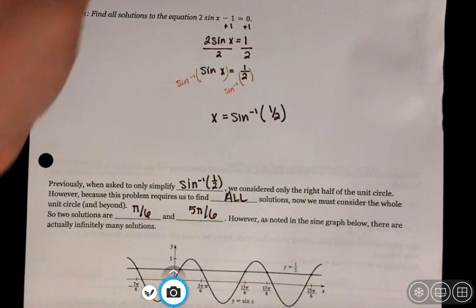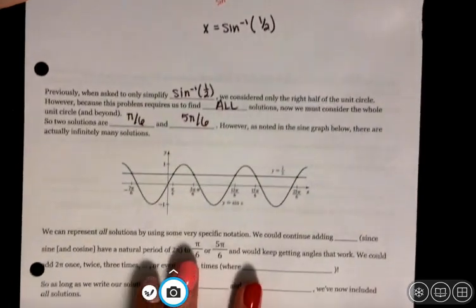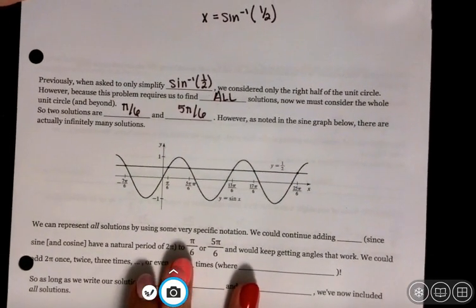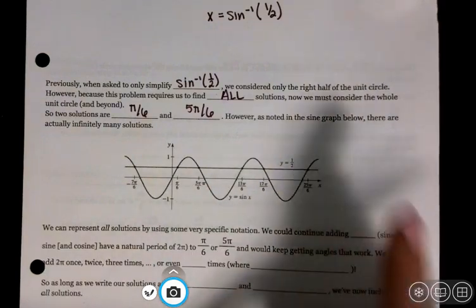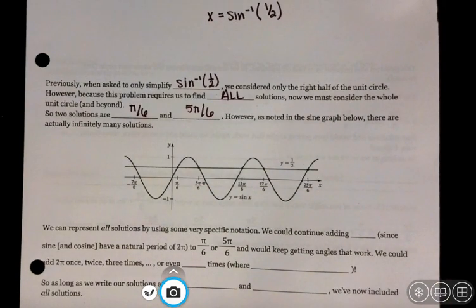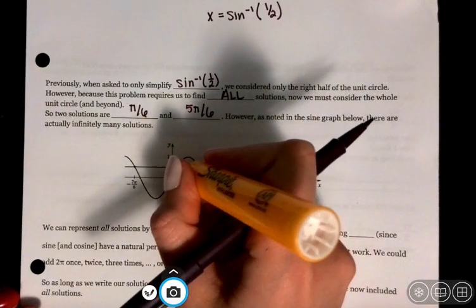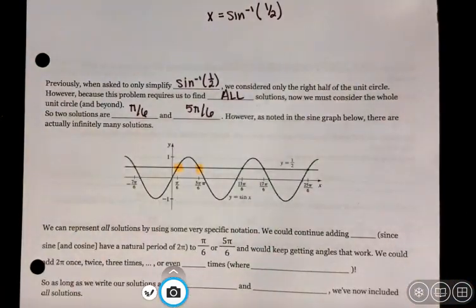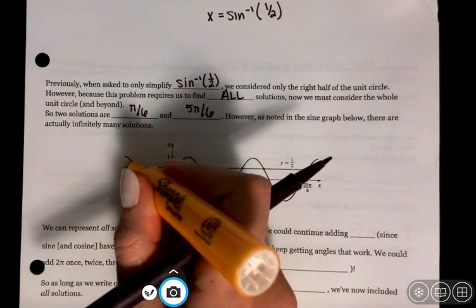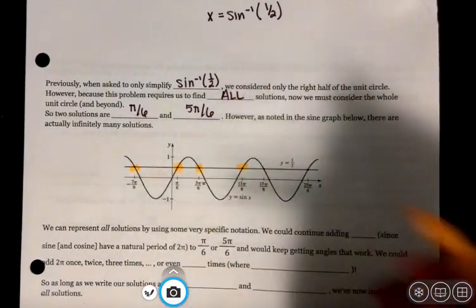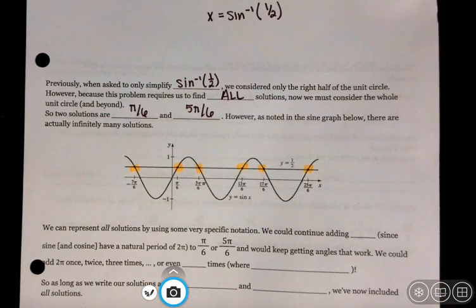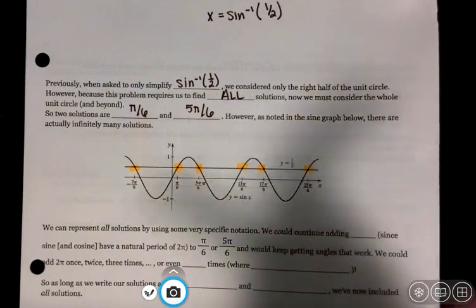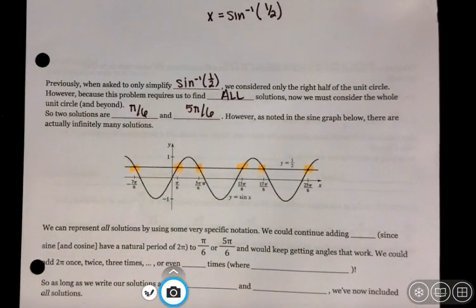Now, I'm going to scoot this up a little bit. I'm going to keep that top part there. So we want all of the solutions. So if we look at this picture here, we do have a solution at pi/6. We have a solution at 5 pi/6, but there are a lot more than that. There's one at -7 pi/6. There's one here at 13 pi/6. And there's going to be infinite number of solutions because we know that our curve goes on forever. So we want to include all of those.